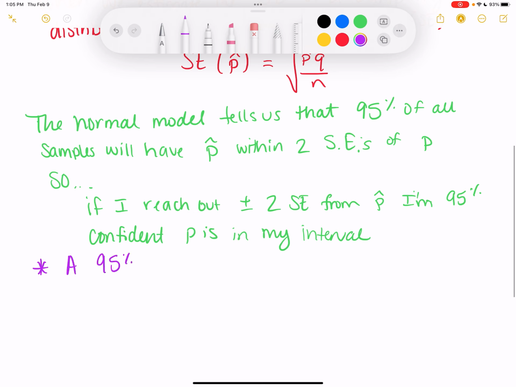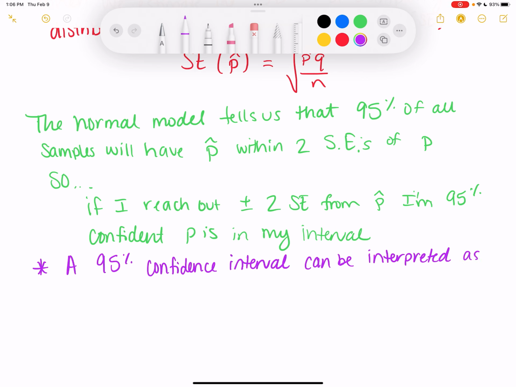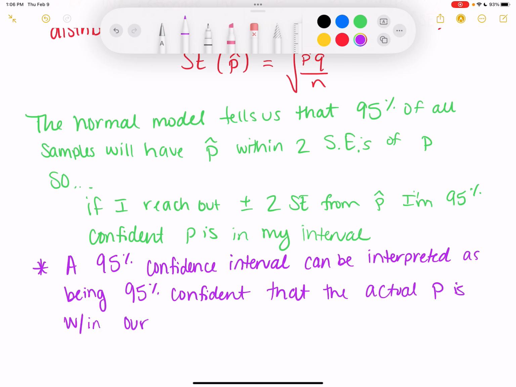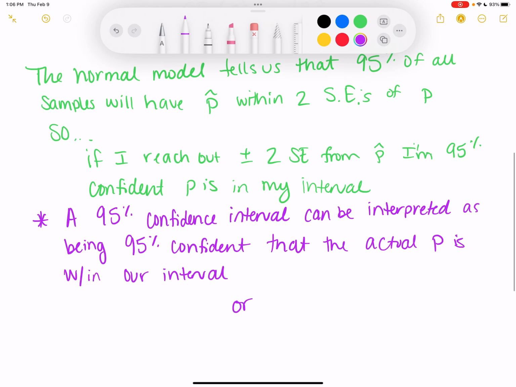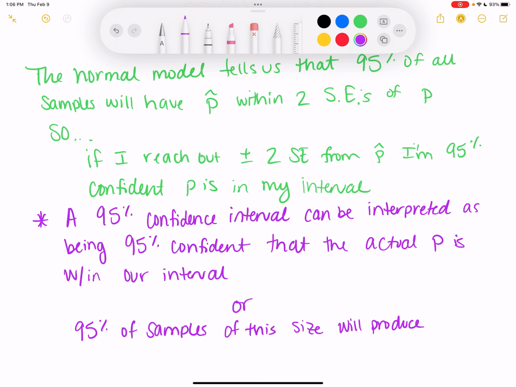A 95% confidence interval can be interpreted as being 95% confident that the actual p, the population proportion, is within our interval, or it could mean that 95% of samples of this size will produce confidence intervals that capture the true proportion.